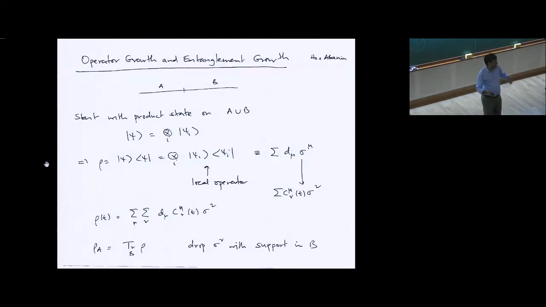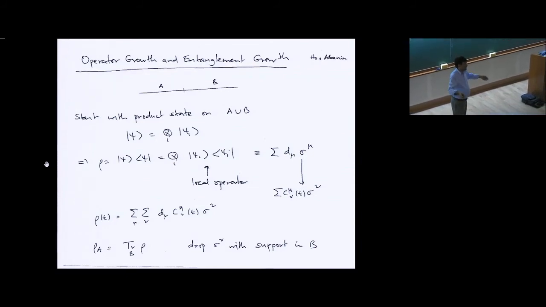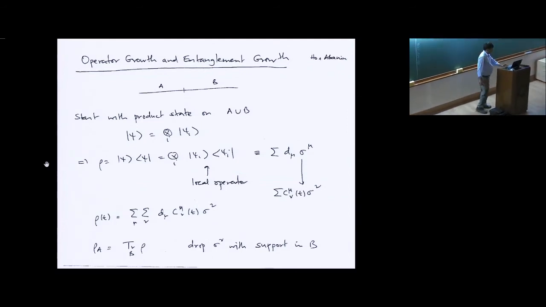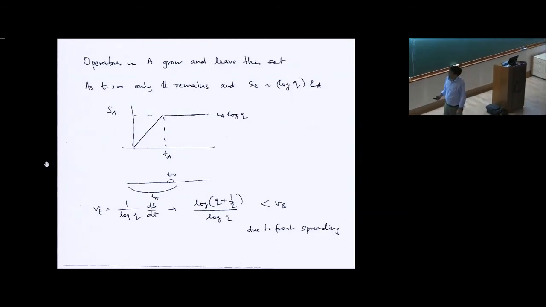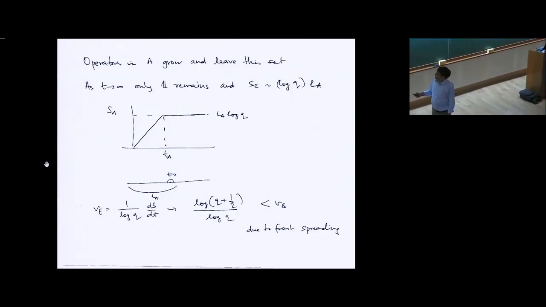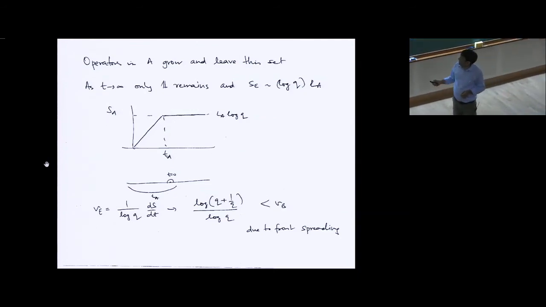So you sort of add this counting of things spread, and then at some stage they leave the region, and then you can do a counting on that basis. So on that basis, you can use your operator spreading result to get an answer for what the entanglement is, a bipartite entanglement.